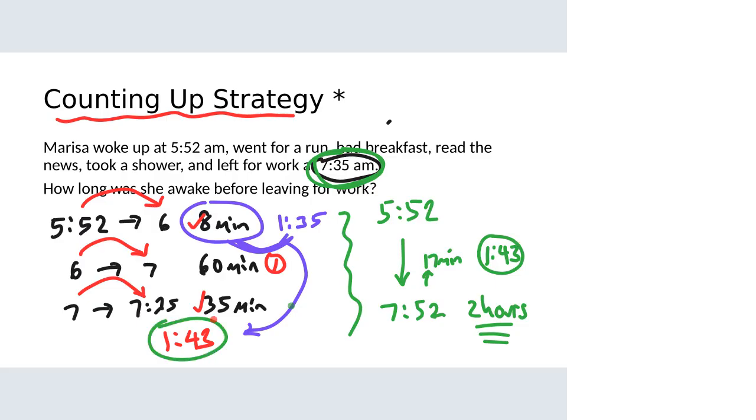Any of these approaches, counting up from 5:52 to 6, then to 7, then to 7:35, or counting it in such a way that you just go ahead and go past it just to get a whole number of hours, and then subtract what you need to land in the right place. Any of those approaches are fine.